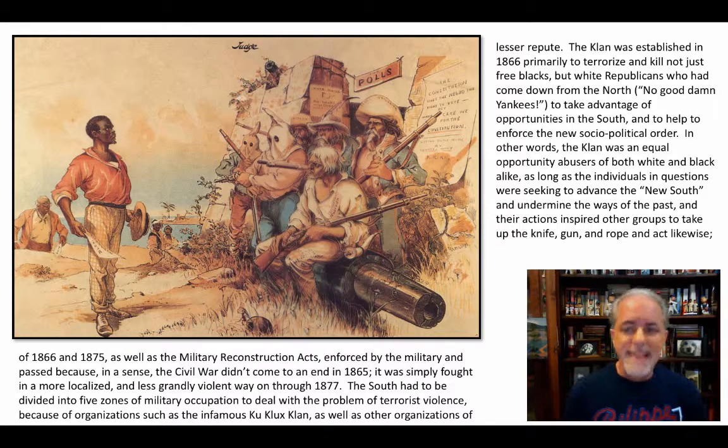In other words, the Klan was an equal opportunity abuser of both white and black alike, as long as the individuals in question were seeking to advance the New South and undermine the ways of the past, and their actions inspired other groups to take up the knife, gun, and rope and act likewise. I mean, look at this political cartoon here, right? You see this freedman, a free black former slave with his ballot, right? He's trying to vote. You can see it written right here, okay?